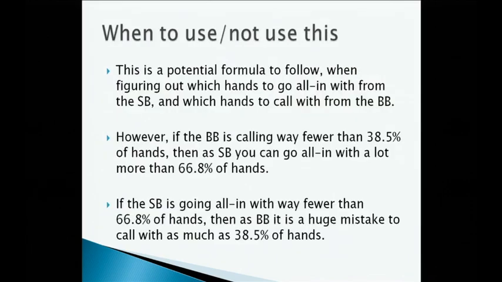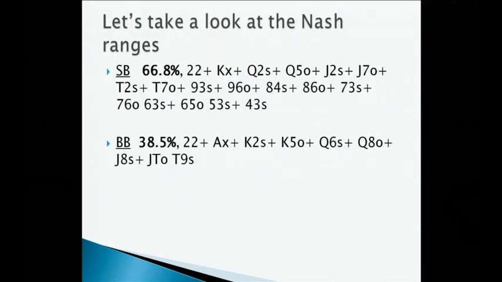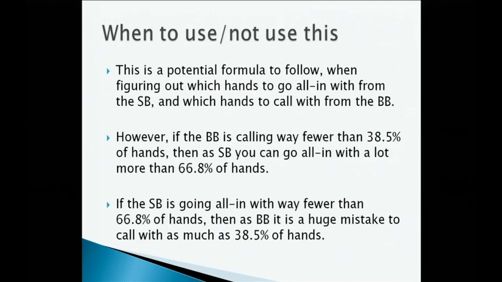It's always a good idea to know the Nash ranges for preflop, because even if you're trying to exploit your opponent, you want to make sure you're never going too far off from the optimal play, because whenever you get too far off, you could potentially be getting exploited. But you don't have to do exactly this. I'm not saying everyone should do exactly this. If you think you're smarter than your opponent and you have a good model of your opponent, like if you think the big blind is calling way fewer than 38.5% of hands, then you can go in with a lot more than 66.8% of hands.